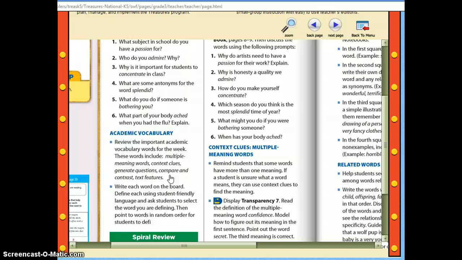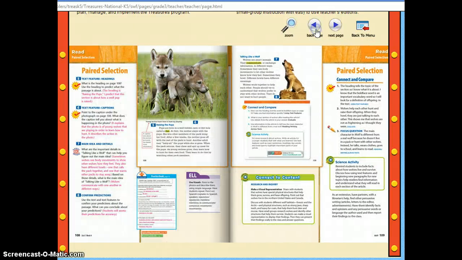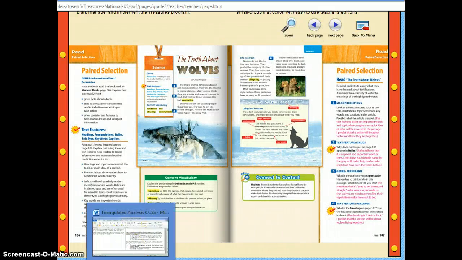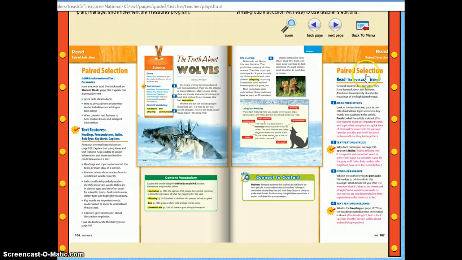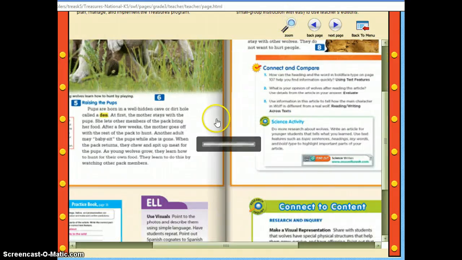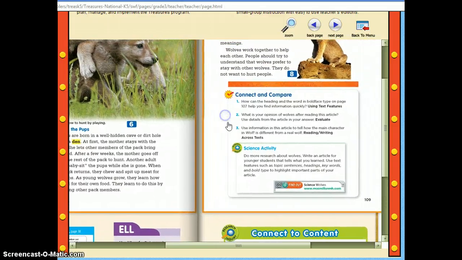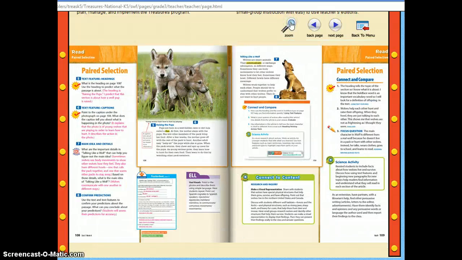That was Standard 6. So I went back into the book and I found some opportunity in the story about wolves. Page 108 and 109. They used the words hierarchy and exchange, right? So I thought, well, those are good general academic vocabulary words. So if I'm going to take some time and teach academic vocabulary, those are 2 good words that I can focus on, rather than maybe focusing on the phrase multiple meaning word or the phrase text structure.